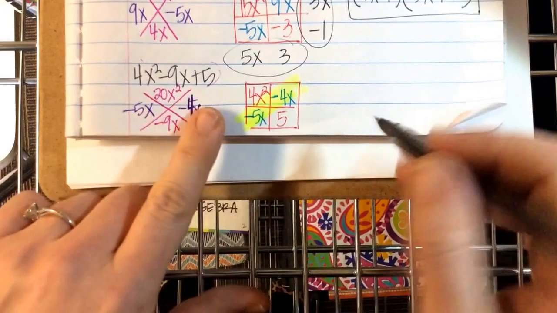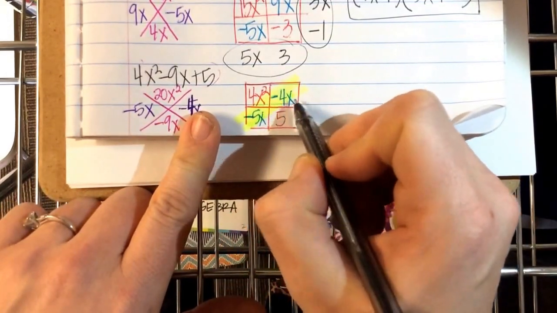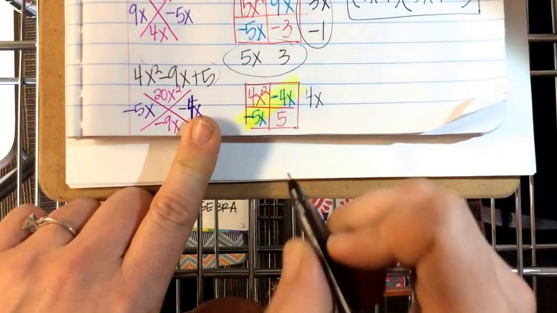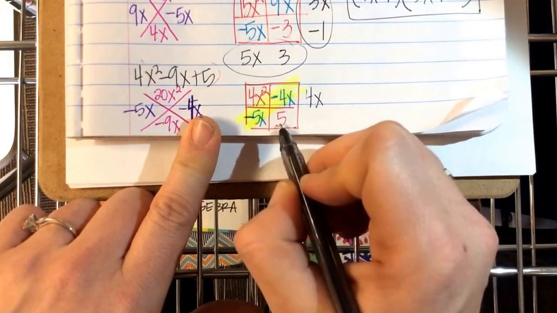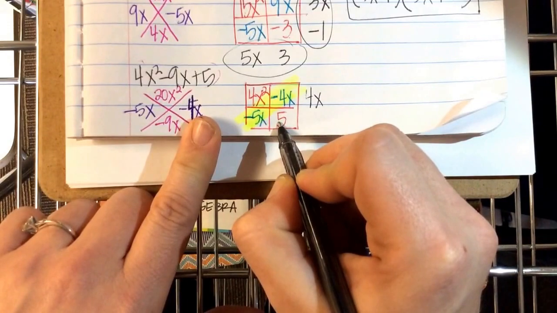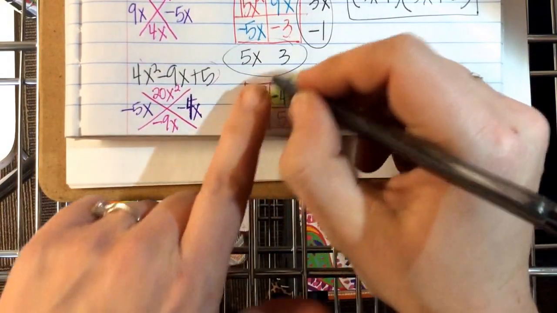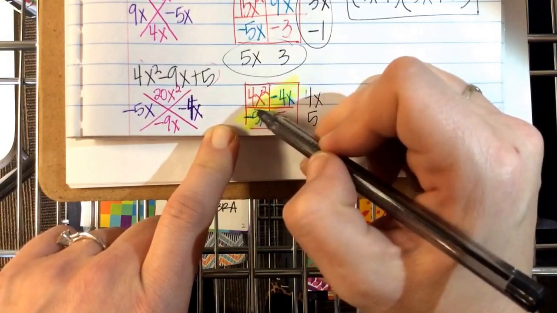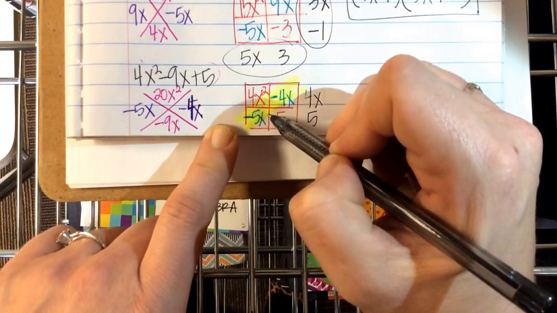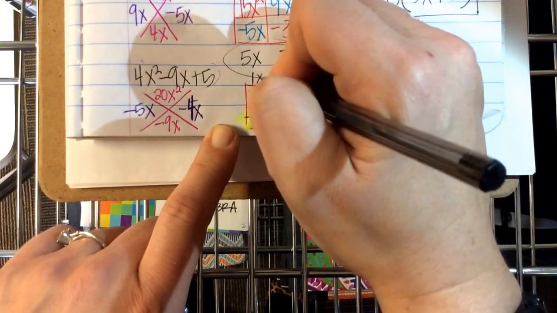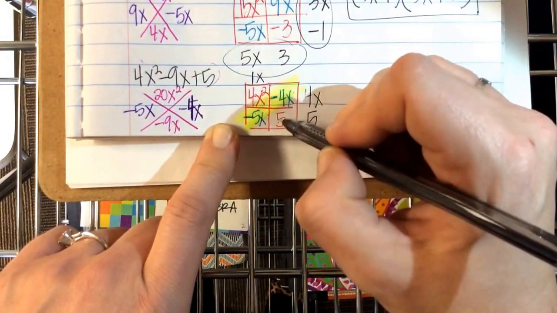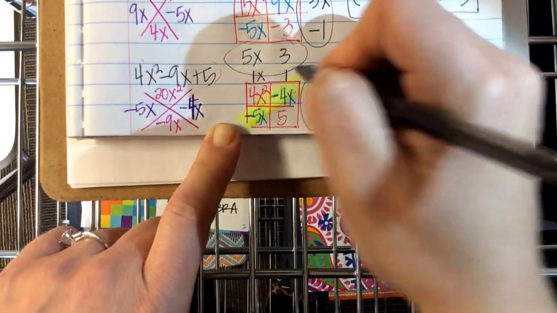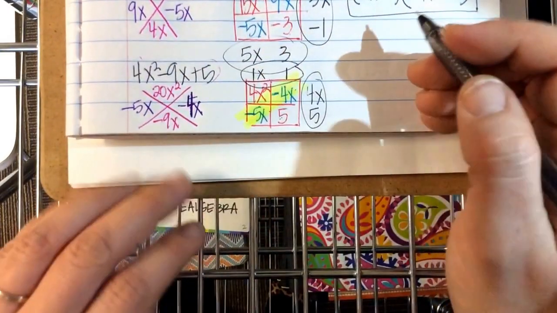So I factor. 4x squared and negative 4x, what do they share? 4x. Negative 5x and 5, they share a 5. I'm going to have to factor up because I don't have enough room on the bottom. 4x squared and negative 5x, what do they share? They share 1x. And negative 4x and 5, what do they share? 1.